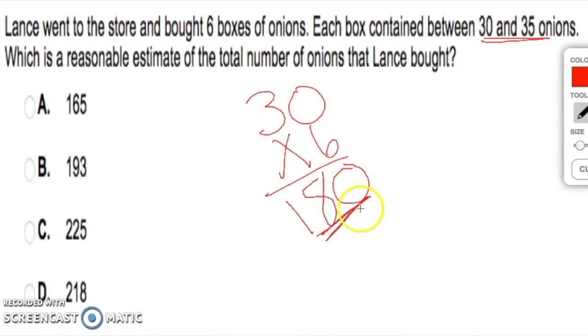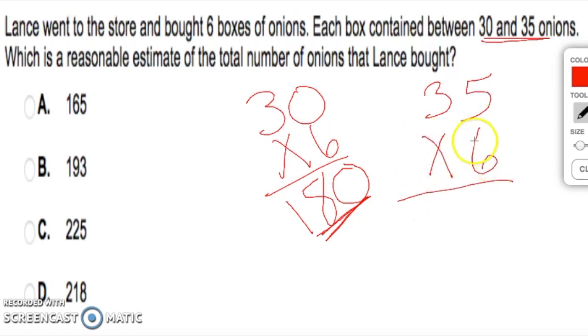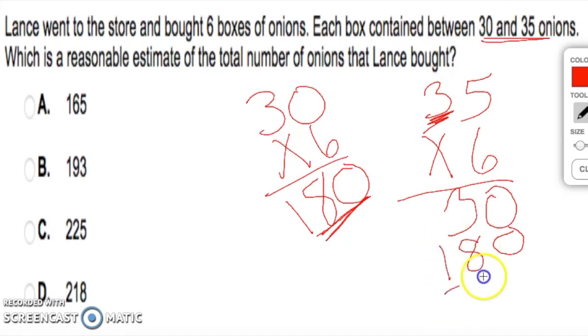Okay, so it's got to be between 180 and something else. What if there are 35 onions in those 6 boxes? Now I don't have my 0 trick here. Got to think about my old-fashioned algorithm, or I can use partial products. 6 times 5 equals 30. I'm a big fan of partial products, so I'm going to do that one. 6 times 30. This isn't a 3, this is a 30, so it has a 0 here. 6 times the 30 gets me 180. Add it all up. My answer is 210. So I got to look.